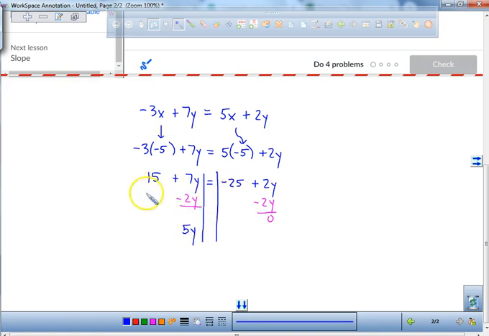Okay, so if we get all the y's on the left-hand side, what do we got to do with all the constants or the numbers? We got to move them over here to the right-hand side. So how do we get rid of a 15, everybody? That's it. Subtract 15 from both sides.